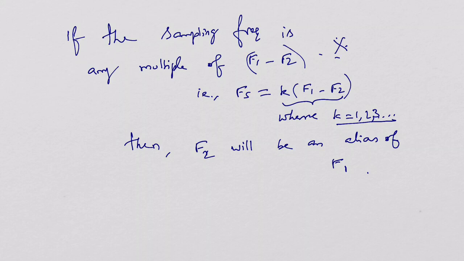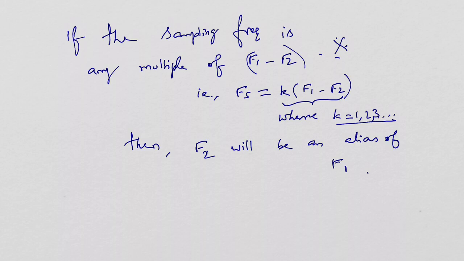When there are two components in the composite signal, first of all, you must look into the maximum frequency, and you have to set a sampling frequency twice that of the maximum frequency. That is condition number 1. And see to it that if you select a sampling frequency that is any integer multiple of f1 minus f2, unknowingly if you have selected that as Fs for sampling the signal, f2 will be an alias of f1.